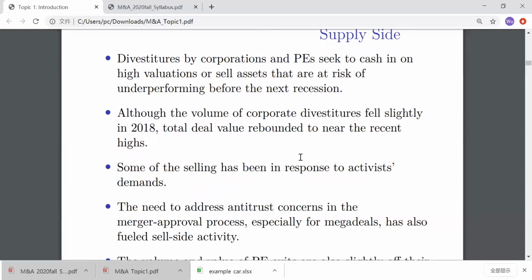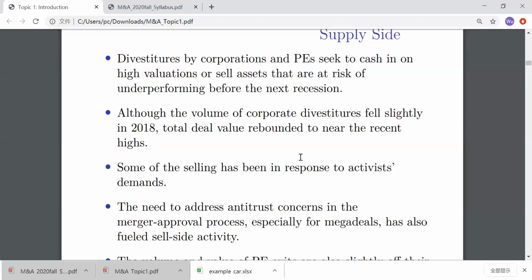The divestitures by corporations and PE, they seem to cash in on high valuations and sell assets that are at risk of underperforming before the next recession. Right? So why this? Because you have been hearing about this upcoming recession theory for a long time, maybe 2 or 3 years, right? And there's one idea, which is about 10 years after the previous financial crisis that happened in 2008, right? So maybe it's time that the next financial crisis will come up, right?